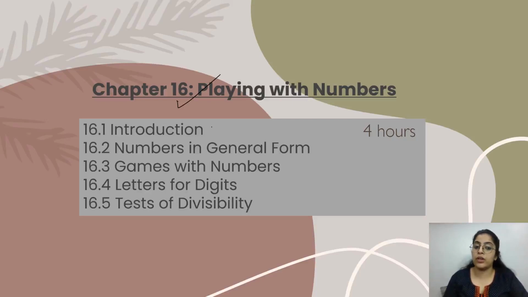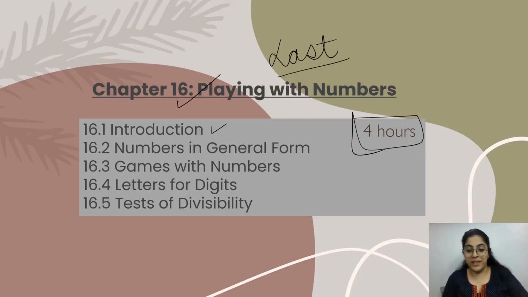In this chapter, we're going to learn about some introduction and what would be the journal form. We will play a game with numbers also, some test of divisibility. So it would be of 4 hours. I'm devoting 4 hours over this chapter, right? So this would be the last chapter, you can say, but you can't say it would be the least one because it's an interesting chapter.